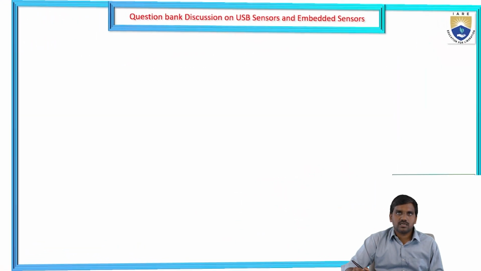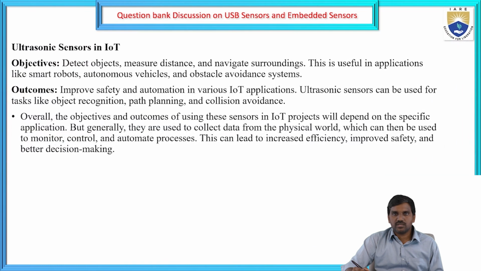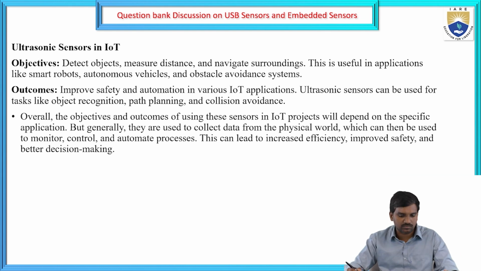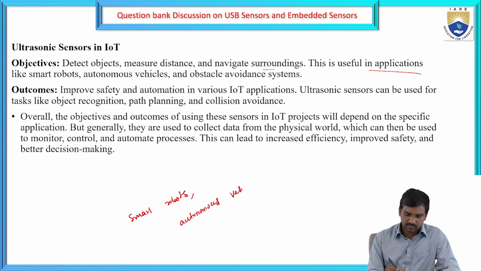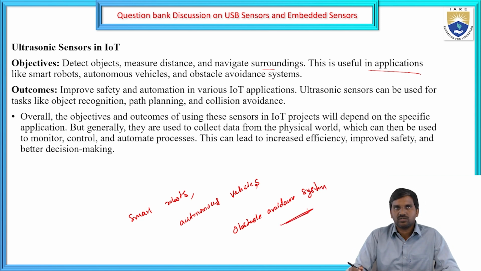And what are the outcomes of ultrasonic sensors in IoT? Along with USB and embedded sensors, we have one more sensor type here, that is the ultrasonic sensors in IoT. What are the objectives and outcomes here? To detect objects, measure distance, and navigate surroundings. This is useful in applications like smart robots, autonomous vehicles, and obstacle avoidance systems. So these are the main objectives of ultrasonic sensors in IoT.